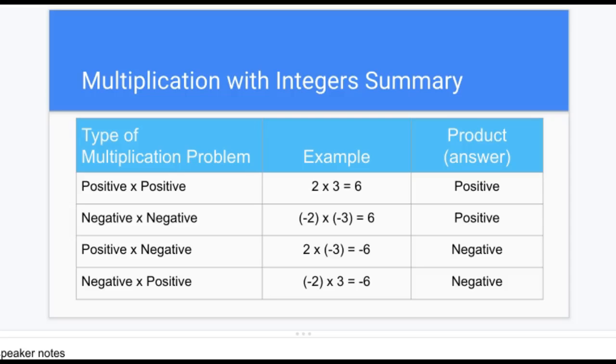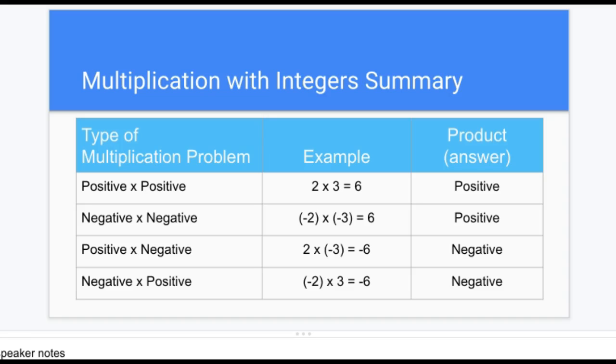This video I'm going to be talking about multiplying and dividing with integers. If you have your notes out, this is what you should title your notes: multiplying and dividing integers. Let's make that happen.